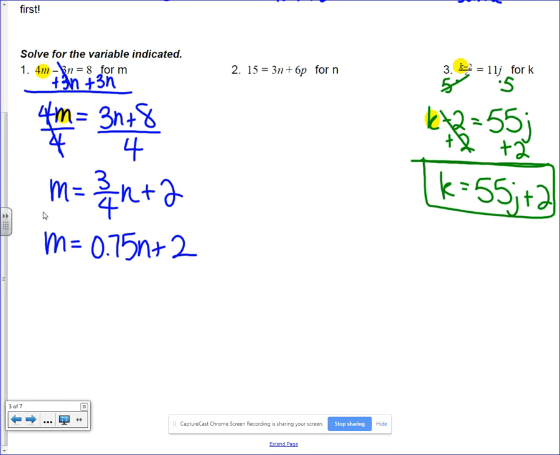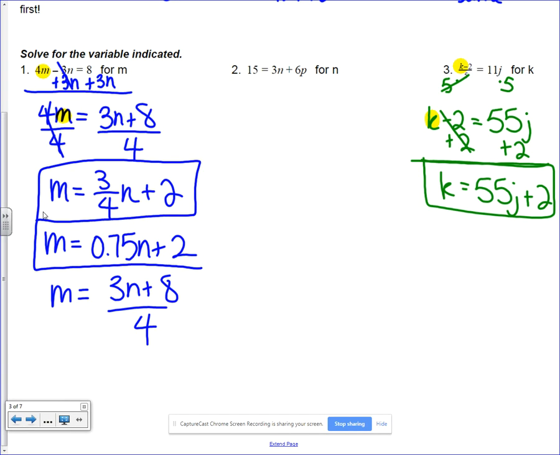You also could write it like that. Yes, absolutely. You could write it like this. Or you could say, you know what? I don't really need to change it from the way it was. I can leave it as the big fraction as well. So this is an acceptable answer. This is an acceptable answer. And this is an acceptable answer. Or you could have the 8 and the 3n switched. And that's also acceptable.